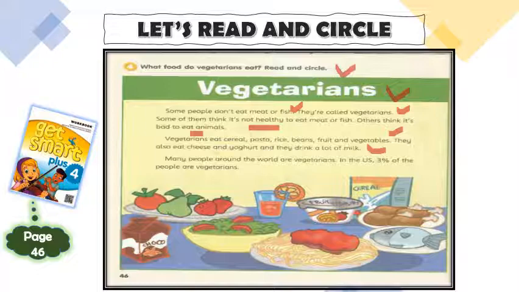So now you have to circle all the foods that vegetarian eats. So, can you do it? Let's find the first one. Cereal. Which one is cereal? Then you circle. You circle one by one. You circle all. You underline and circle. Then the next one, you underline first and then you circle. So, complete this. Circle all the food that vegetarians eat.